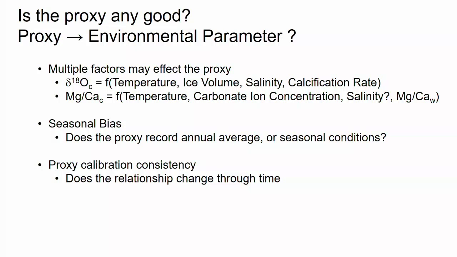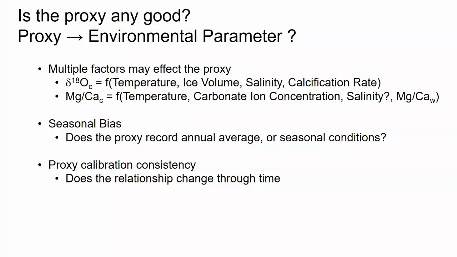Another problem is this idea of seasonal bias. If you take some sediment from one of these marine sediment cores, the sedimentation rates are usually quite slow, maybe a couple of centimeters per 1,000 years. So when you get a little slice of sediment, that will be averaging together a number of years of plankton falling down the water column. Now, it's not averaging equally across all of those years.